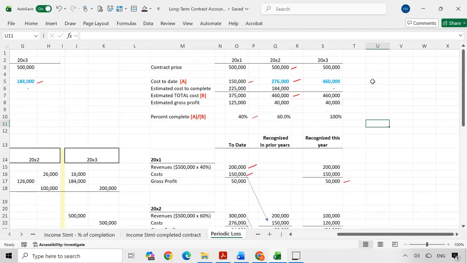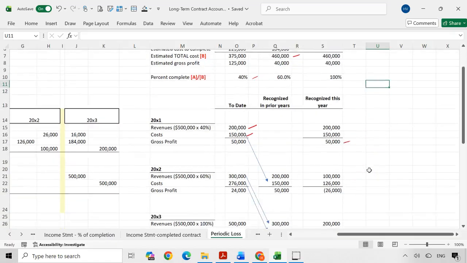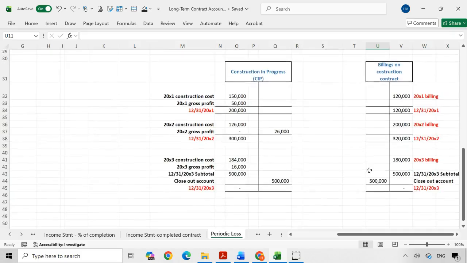If at some point the entire project is estimated to be a loss, then your accounting changes, and that's going to be in the fourth video that I'm going to go through. But let's just go to our T accounts that we've been looking through. Our billings on construction contract does not change. Now, our construction in progress for our 20X1, X2, and X3 construction costs comes from the balance sheet side of things. And as you recall, our 20X2 amount did change. That's why we had this periodic loss in year 2. But the entries of how to record them are the same.